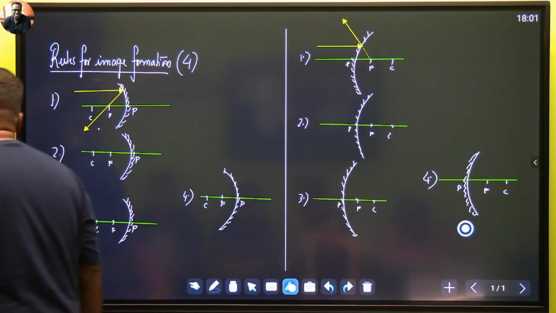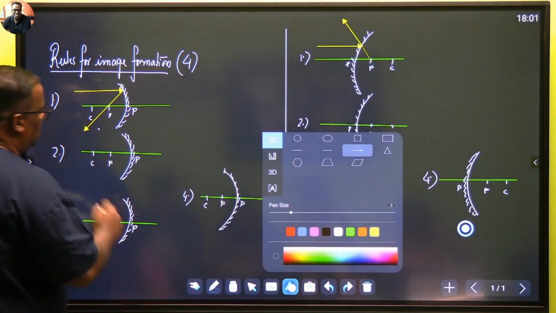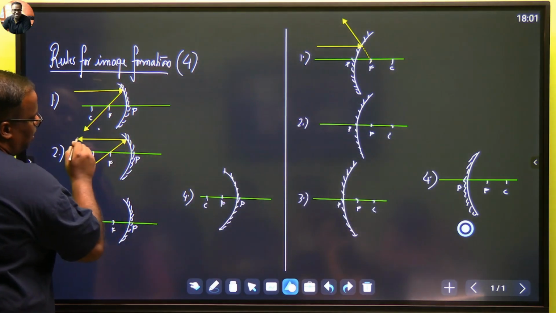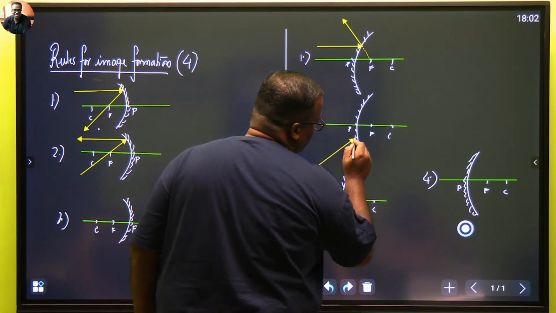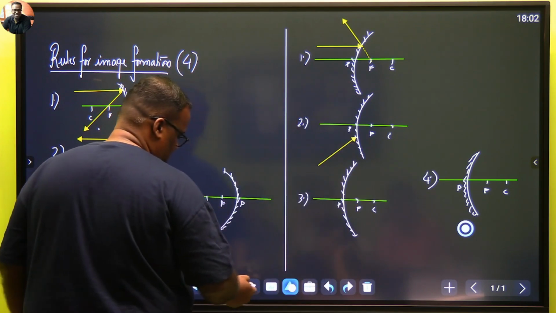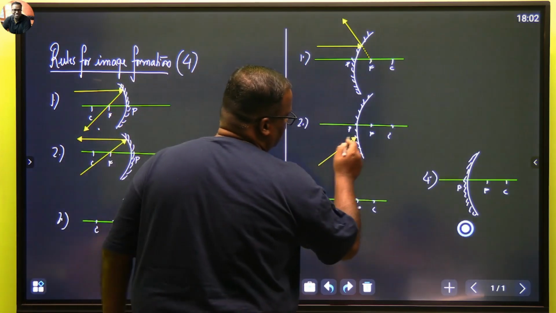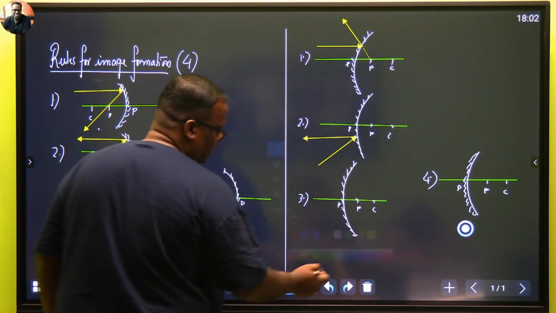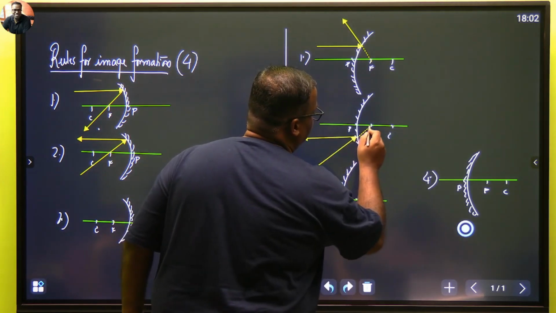Okay. The second rule is just the opposite of the first rule. The second rule will tell me a ray which passes through the focus after reflection becomes parallel to the principal axis. A ray which is directed to the focus becomes parallel to the principal axis after reflection. Okay, directed to the focus. So you should make the directed part also. So this is my directed part. Clear?